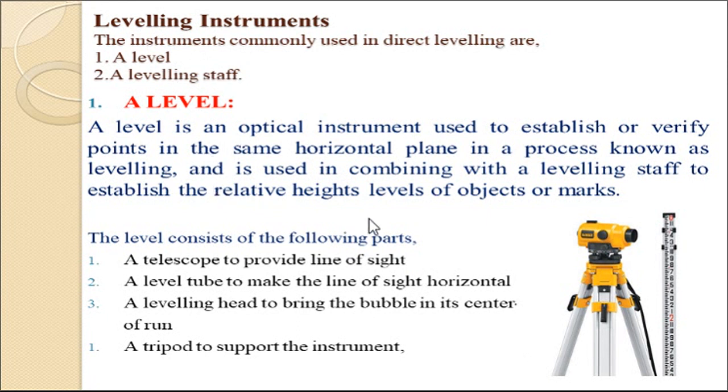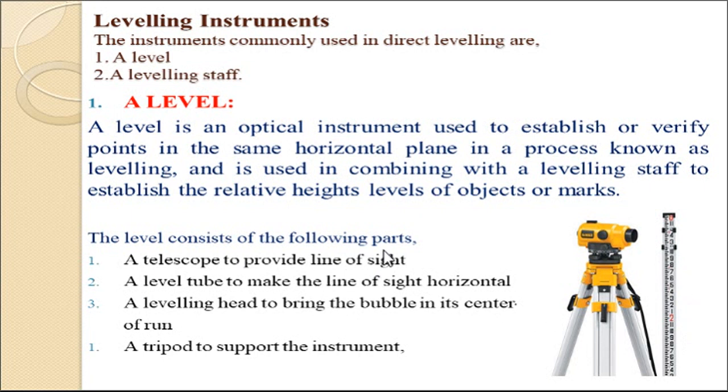A level is an optical instrument which is used to establish or verify points in the same horizontal plane in a process that is known as leveling. Simply, it is an optical instrument that we need to observe the reading on the leveling staff, and combined with the leveling staff we establish relative heights of points. You can see here this is a leveling instrument which is fitted on this tripod stand, and this is the leveling staff we have to use during the leveling operation.